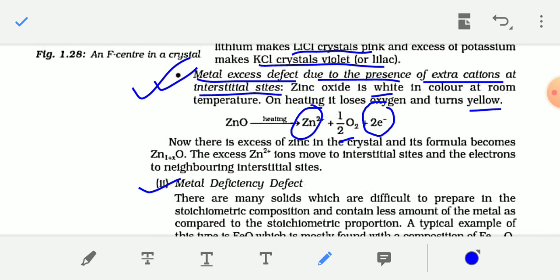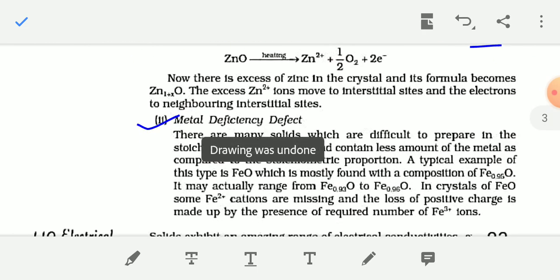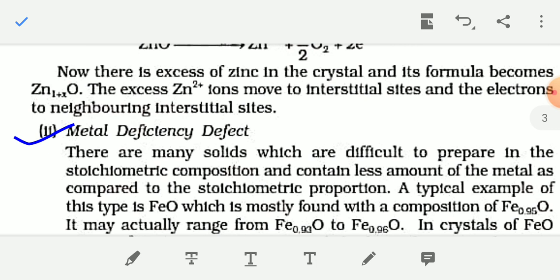Now there is an excess Zn2+ ion in the crystal, and the formula becomes Zn1+xO, because one extra Zn2+ ion is present in the crystal, in the interstitial site. The excess Zn2+ ion moves to the interstitial site and the electrons to the neighboring interstitial site.